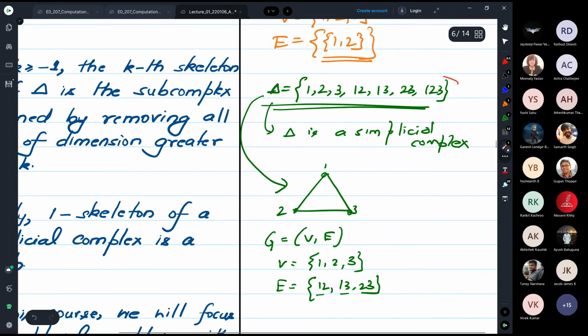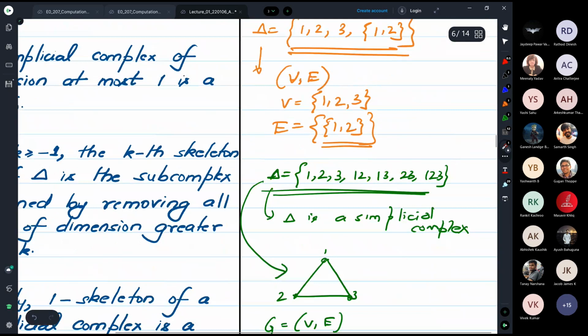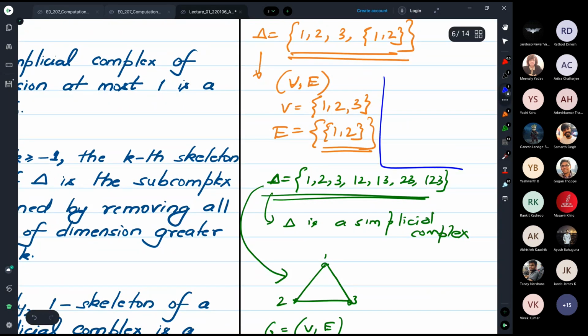So let's say this is our delta. If this is our delta, and if I ask you what is delta 0, what would your answer be? Can one of you volunteer and tell me what delta 0 should be?